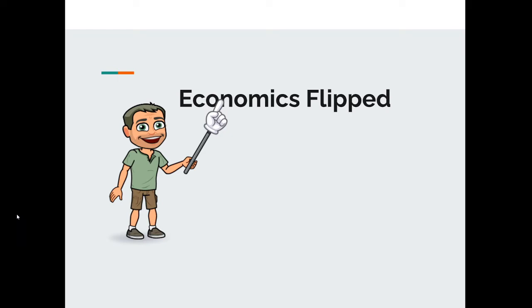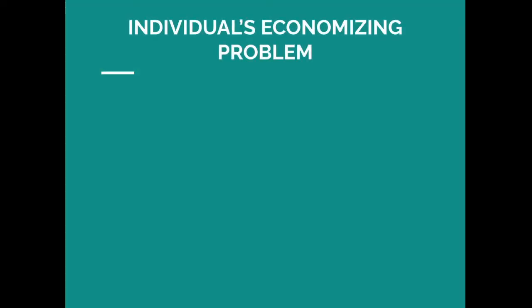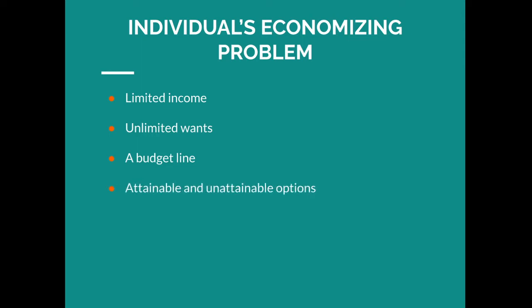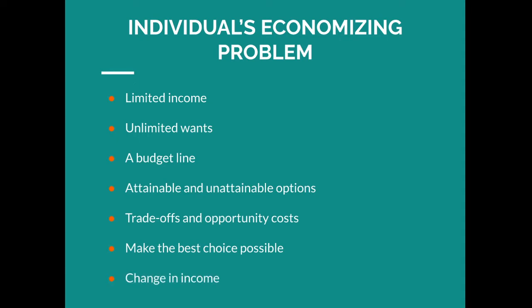Okay, so today's lesson is about choice. Okay, so we're going to look at individuals' economizing problem. Okay, so we're going to have to look at some characteristics. First, we're going to look at limited income, unlimited wants, and we've talked about the unlimited wants. We're going to have a budget line, which is dependent upon how much money we have. We're going to have unattainable and attainable options. We're going to look at trade-offs and opportunity cost. We're going to make the best choice possible. And we're going to see what happens if there is a change in income.